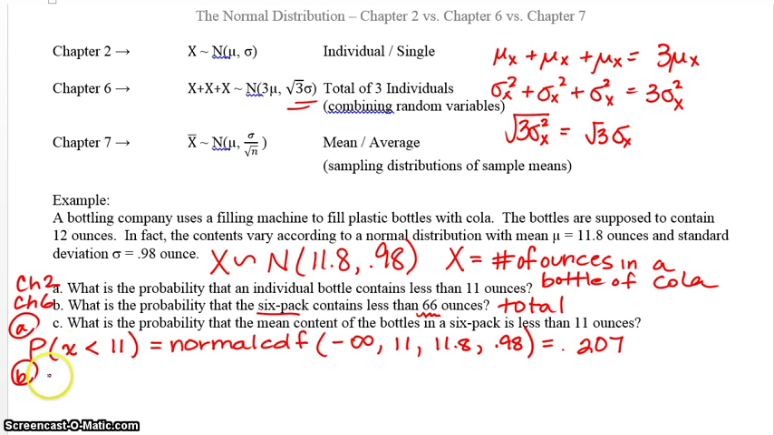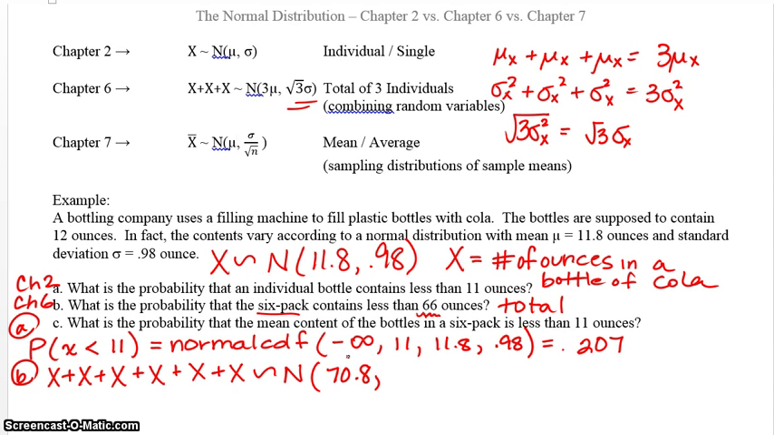So to do that, we need to find, if we add 6 bottles together, 6 random variables together, what will be our mean and our standard deviation? Well, our mean is going to be 11.8 plus 11.8 plus 11.8 6 times. So if we type in our calculator 11.8 times 6, we get 70.8. That's on average. A total of 6 bottles will have 70.8 ounces.